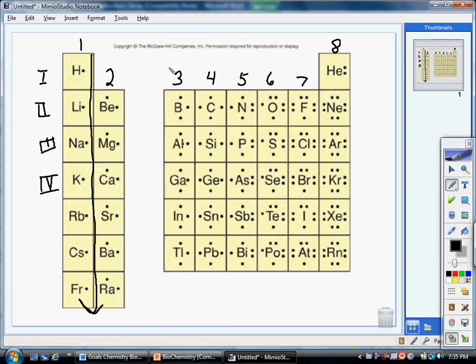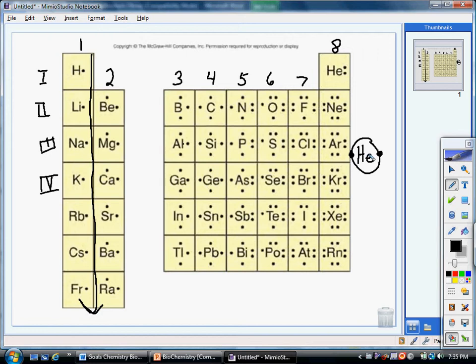So the first energy level can hold 2 electrons. So let's just start with helium. So a helium Bohr model would start off with the symbol He, and then we draw a circle around it. Okay, that represents the first energy level. And then we would draw a dot, and then another dot, to represent the electrons. This is the Bohr model for helium.